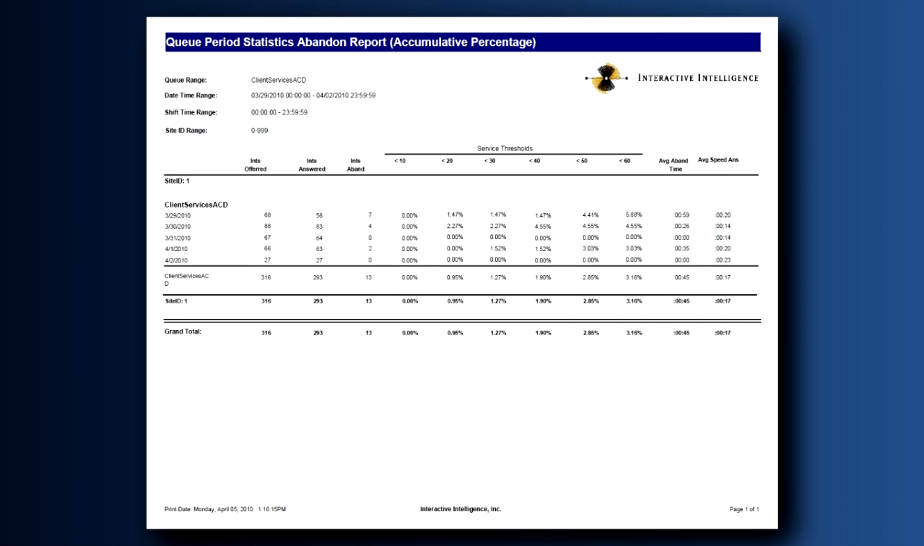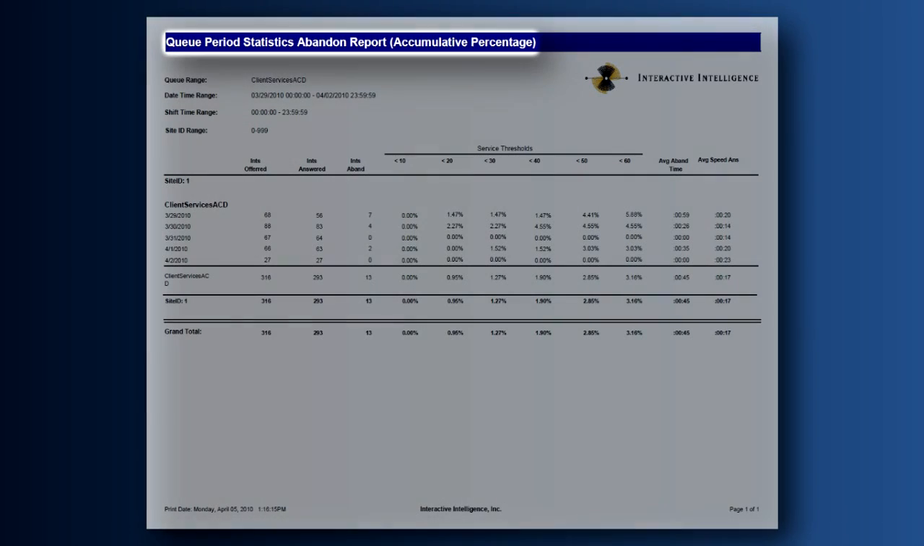As you're looking at the work that your call center has done in a given day or week, after you've looked at your service level, most likely you're going to want to look at your abandonment rate. That report is the Q Period Statistics Abandon Report Accumulative Percentage, as you can see here.